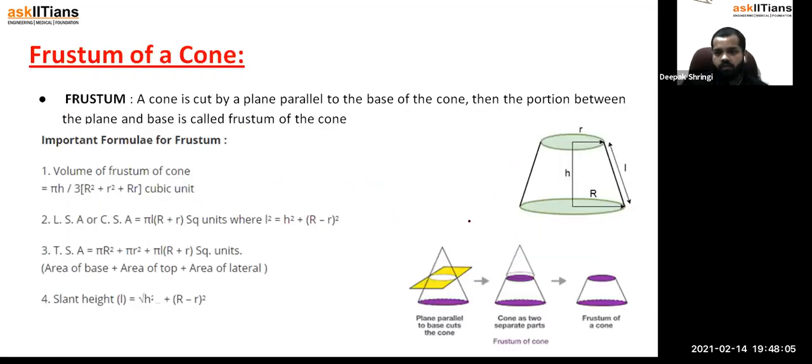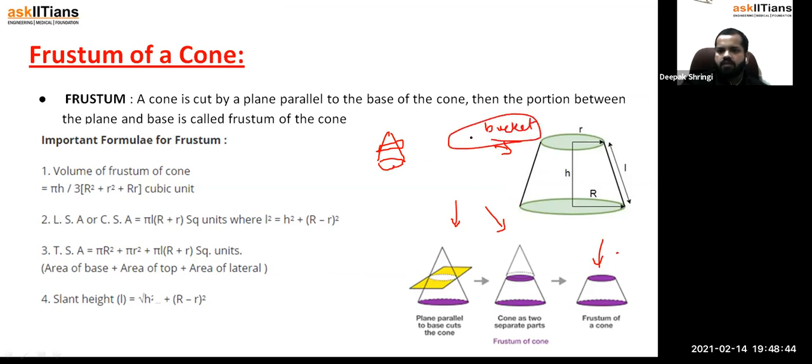Okay, so the important topic is the frustum. Just look at the diagram. You will understand what a frustum is. So basically, a cone was there. You have just cut the upper cone by a plane parallel to its base. Let me draw. A cone was there. I have cut the upper cone by a plane parallel to its base. Then this diagram will be formed. It is just like a bucket. This is just like a bucket we use in our home, right?